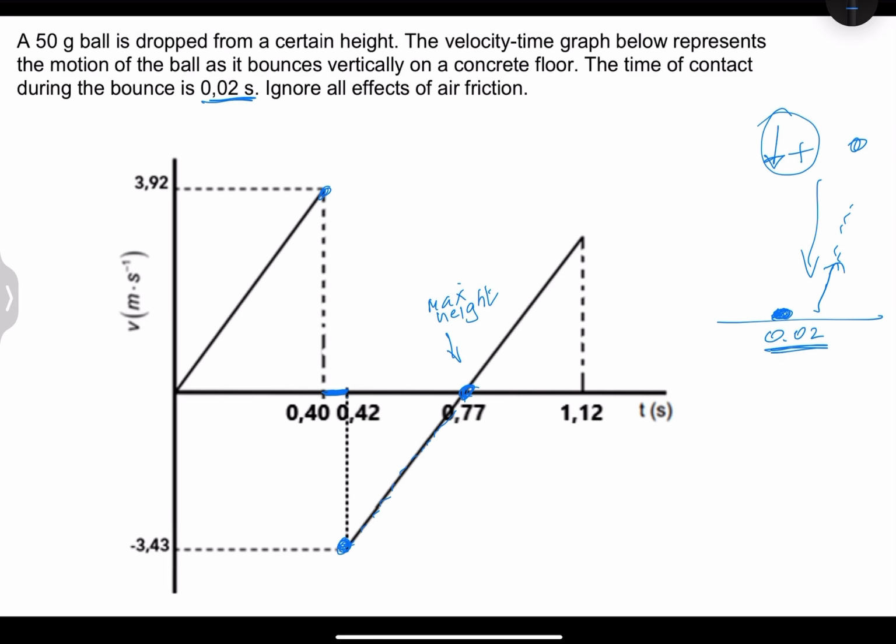This is after the bounce. So this is when it got to the ground, and this is when it left the ground. This is when it got to maximum height, and again it reaches the ground for the second time. I hope that makes sense to you. Actually, I should have written the other ground there. So let's say ground 1, and this is ground 2.